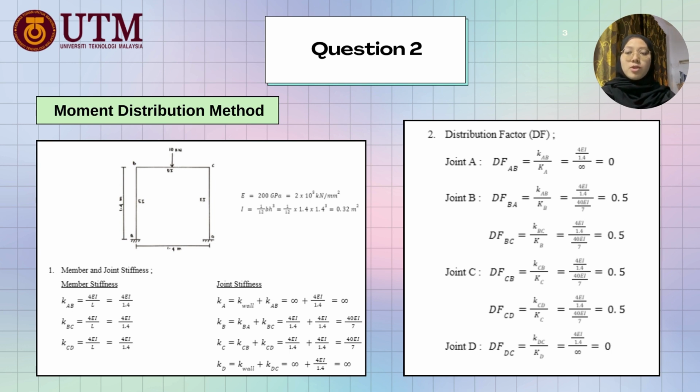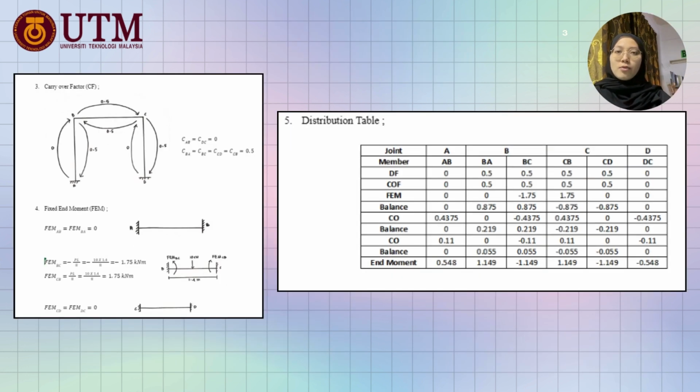The first step is we need to identify the member and joint stiffness. After we get the member and joint stiffness, we need to calculate the distribution factor for each joint. Then we need to calculate the carryover factor and fixed end moment. The value for fixed end moment only exists at the member BC, which is 1.75 kN per meter. After we got all the elements, we need to calculate the end moment by using the distribution table.